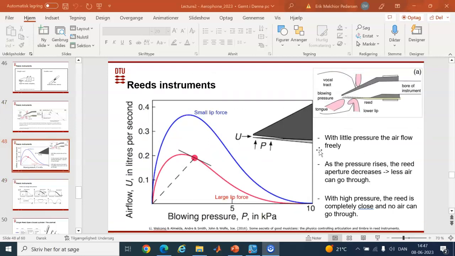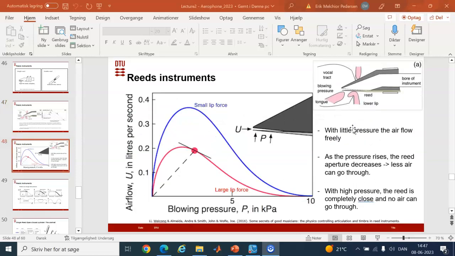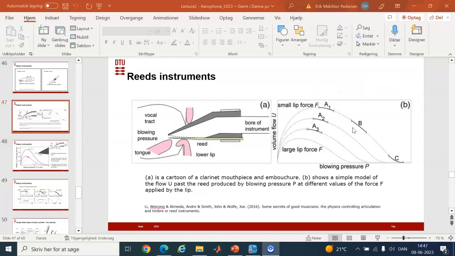A1, A2, and A3. So I'm just looking here, investigating. Small lip force, much more flow. Large lip force, low flow, and the blowing pressure is very important.